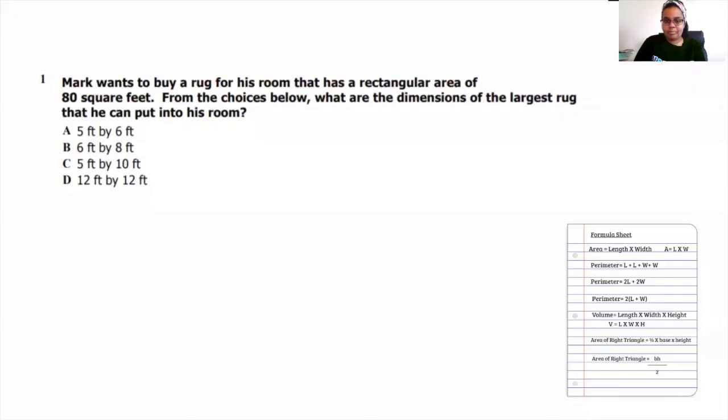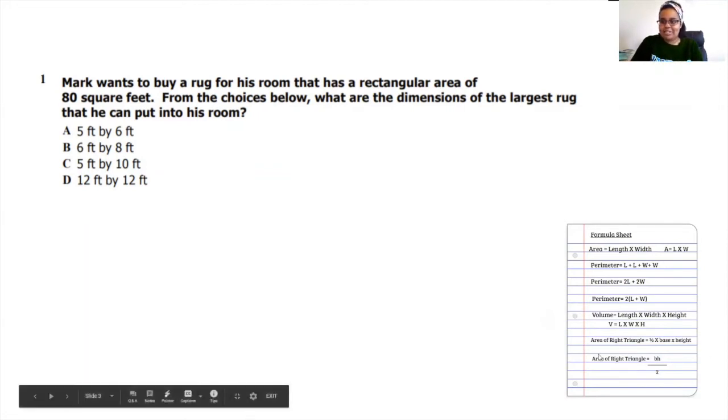Problem number 1. It says, Mark wants to buy a rug for his room that has a rectangular area of 80 square feet. From the choices below, what are the dimensions of the largest rug that he can put into his room? You'll notice that over here on the side, I have our formula sheet. Don't put that away yet. We're still going to use it to solve these problems together.